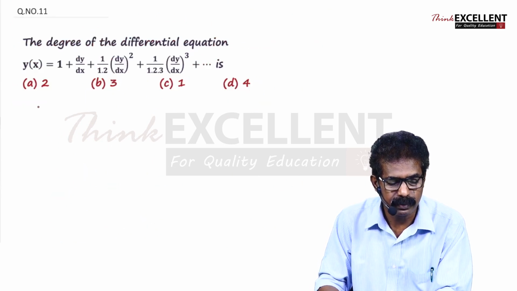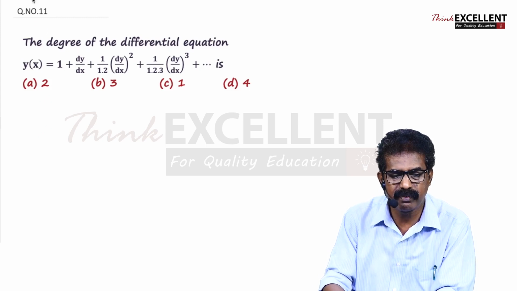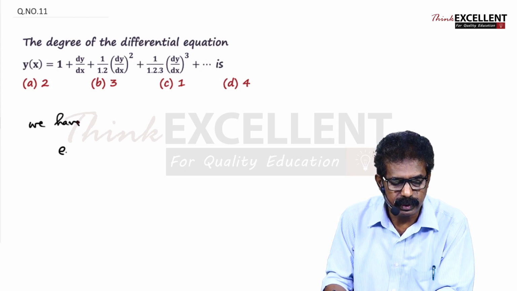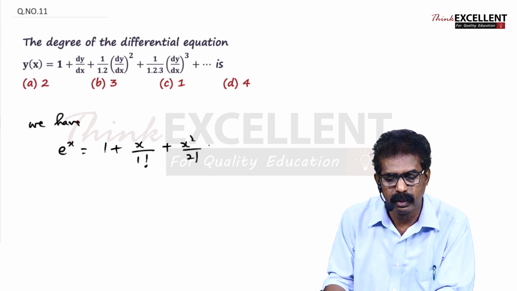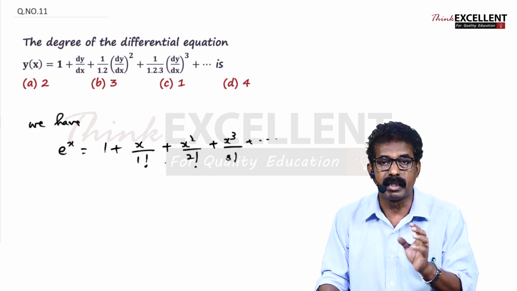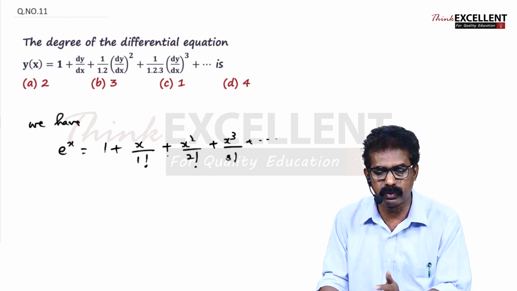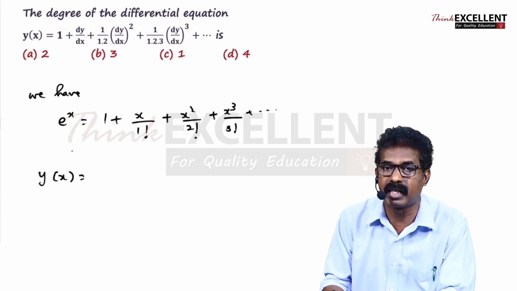Now question number 11. Before doing this 11th sum, I'll give you the expansion for e raised to x. e raised to x is 1 plus x by 1 factorial plus x square by 2 factorial plus x cube by 3 factorial, etc. You would have studied this in the Maclaurin series, and remember this is a standard expansion. So the given function, y of x, is exactly of that type.